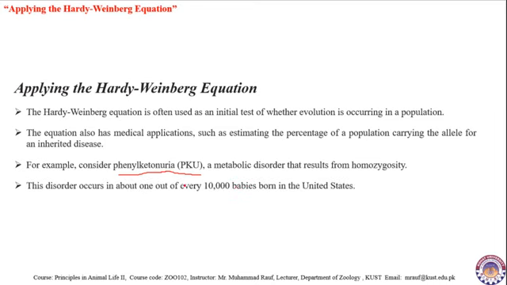What is the frequency of this condition in the population of the United States? It is 1 out of 10,000 babies born. So one individual out of 10,000 live births will be affected, will be homozygous for this condition.